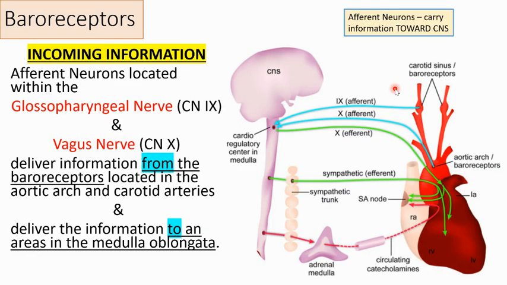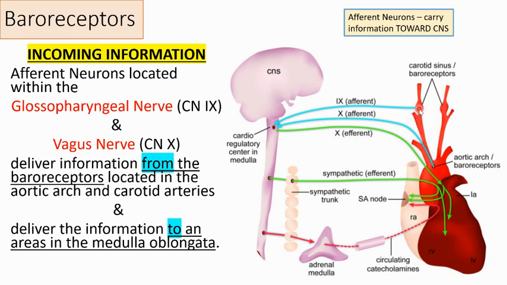You've got this handout. So, incoming information. Remember, afferent neurons are carrying information towards the central nervous system. So you need to know the definition of afferent, and that helps you understand what's going on here. So let's take a look at the blue.